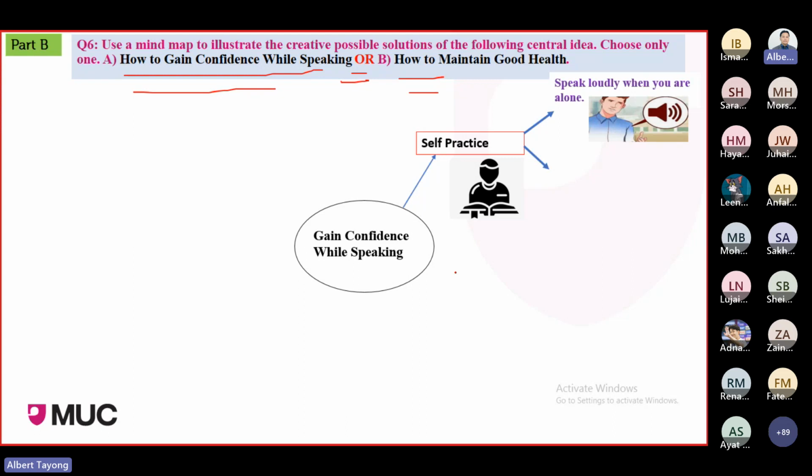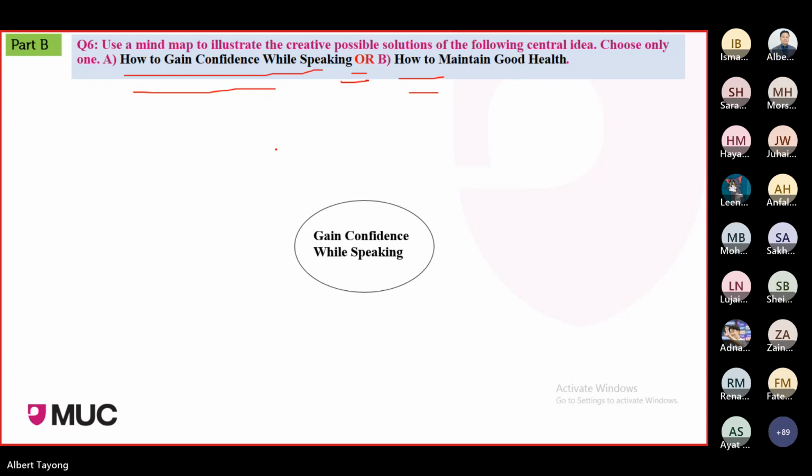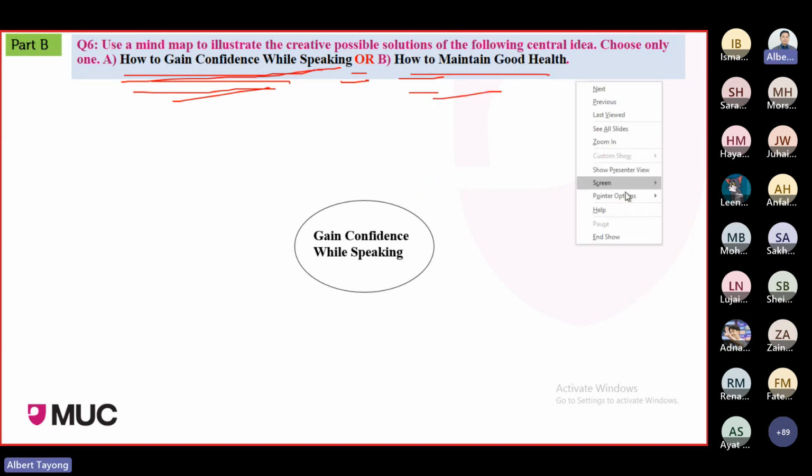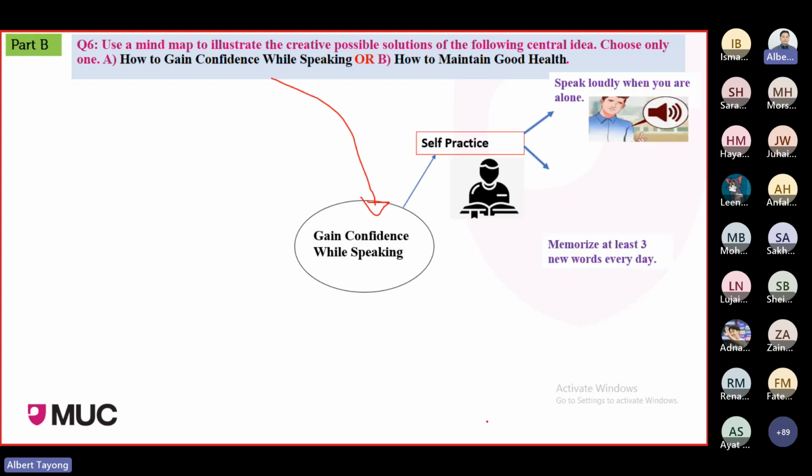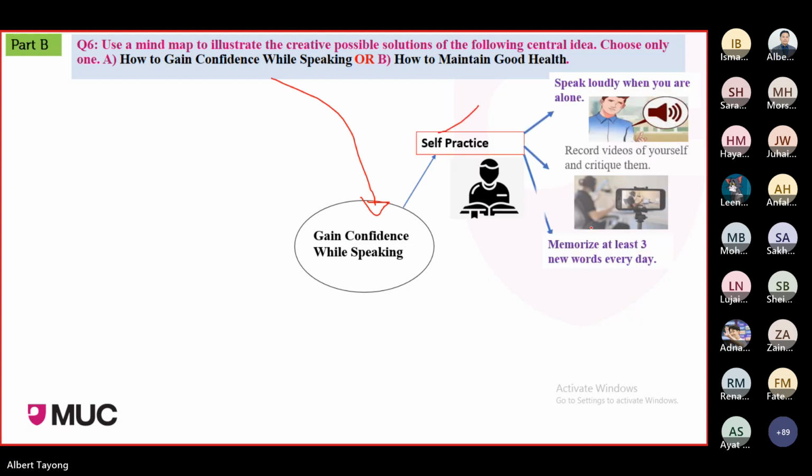Now, as mentioned, you can focus on this, for example, or the second one. Don't answer both in the examination. You might take this, for example, how to gain confidence while speaking. So you can talk about self-practice, self-study, speaking loudly when you're alone, recording videos of yourself and critiquing them. Okay, this is very effective.